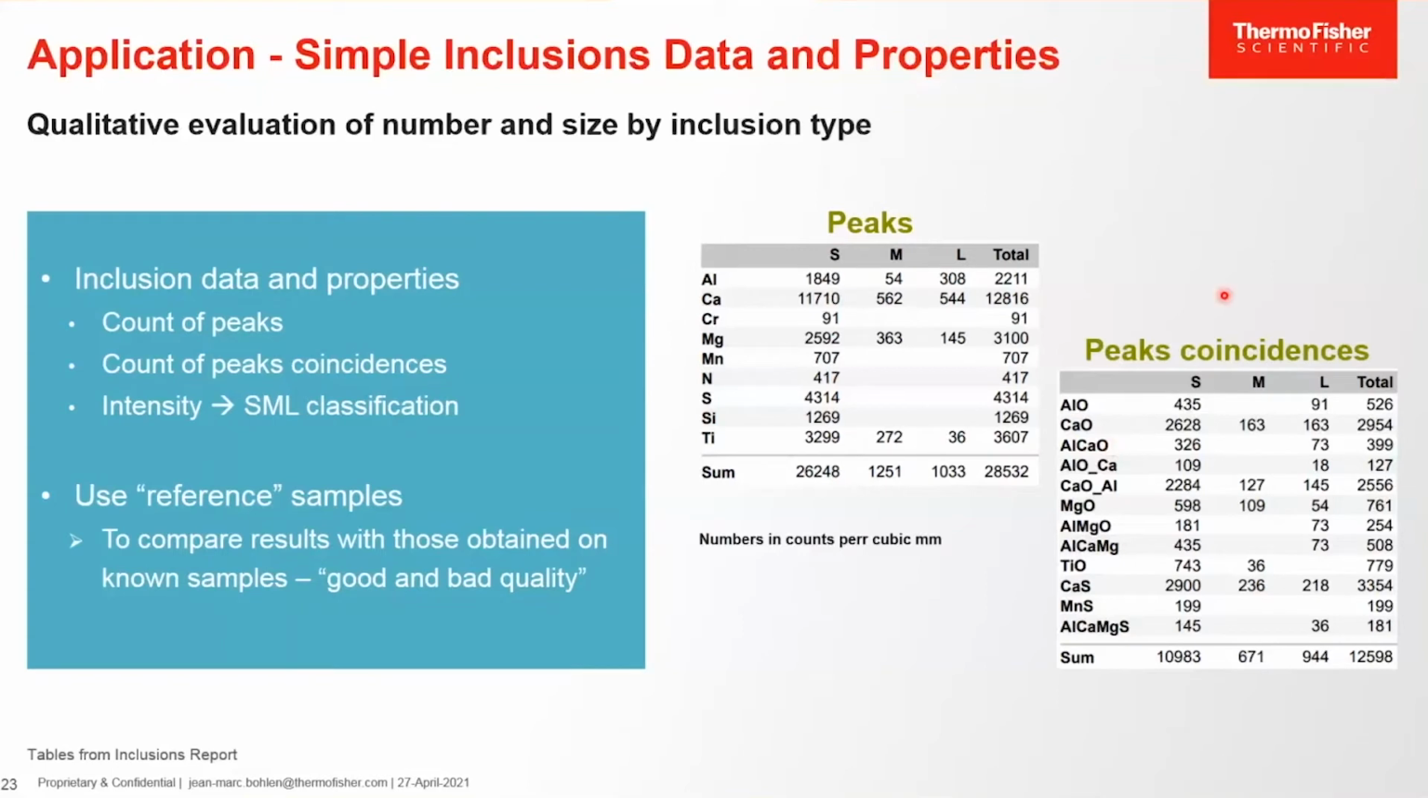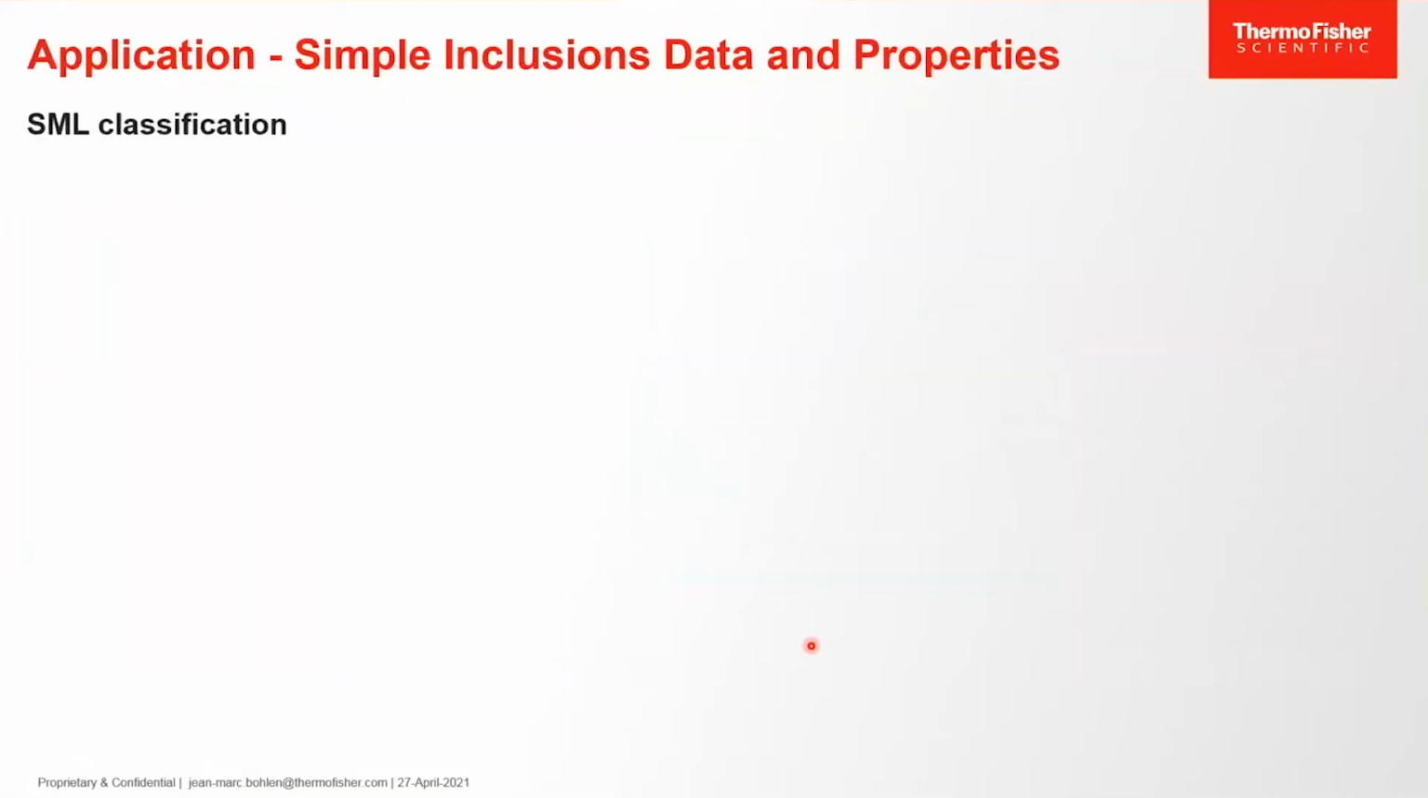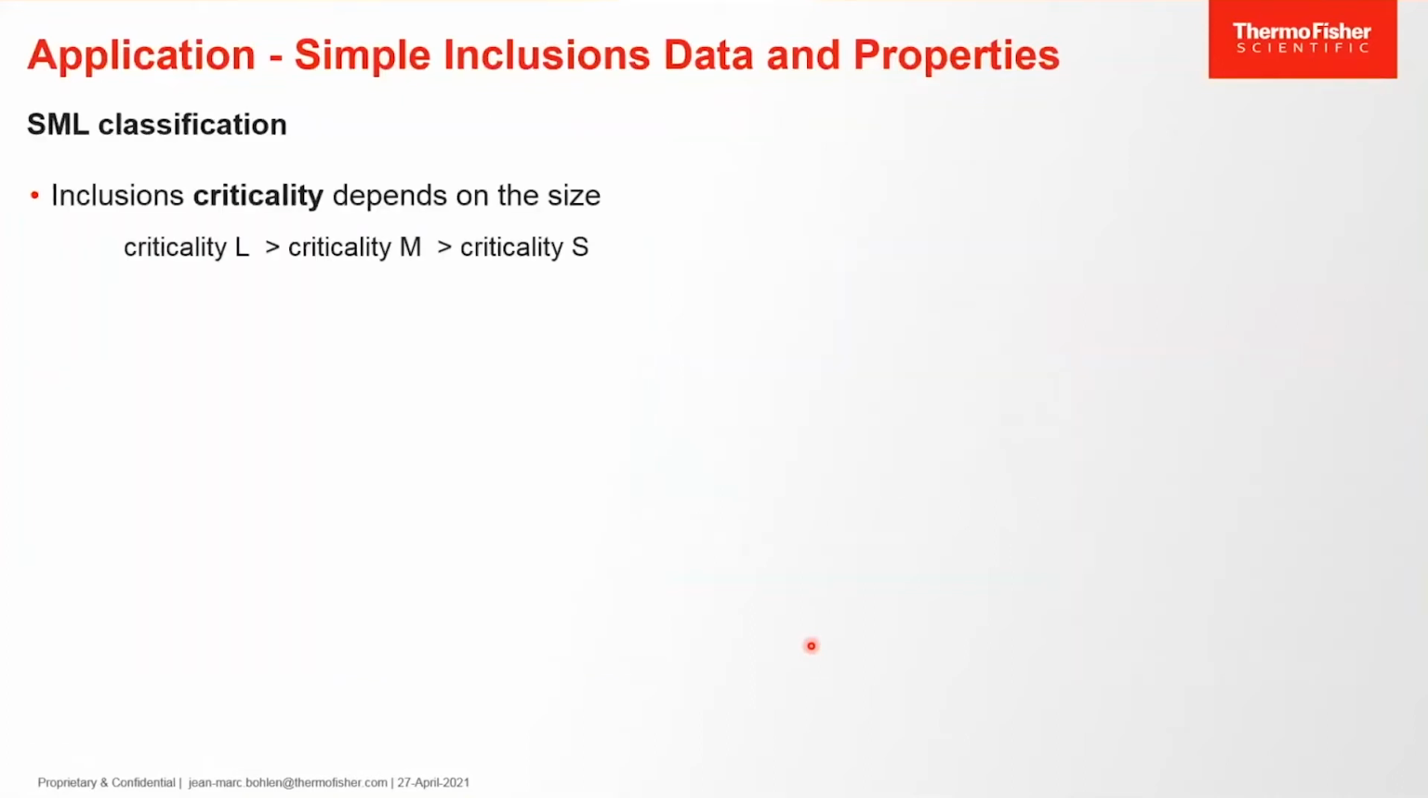Peak coincidences are also evaluated. These are the different coincidences. I think Kaizen will explain to you a little bit the nomenclature in the live demo after this presentation. And also here you can discriminate small, medium, and large inclusions and count them, or you can just consider the total of the small, medium, and large. So this SML, small, medium, large classification is very interesting.